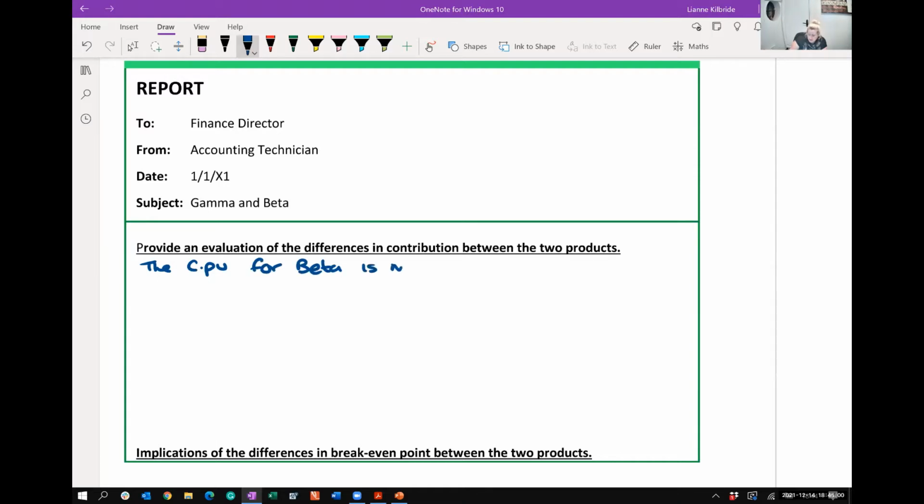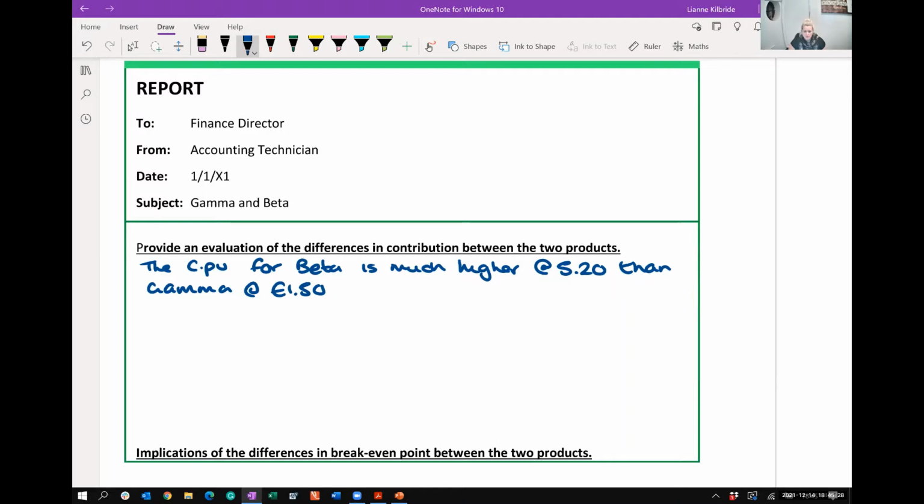is much higher, okay, is much higher at £5.20 than gamma, which is at £1.50. So you're clearly showing the examiner that you have calculated the contribution per unit and you've identified that beta has a higher contribution per unit.